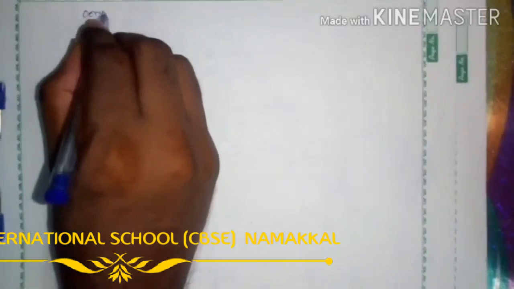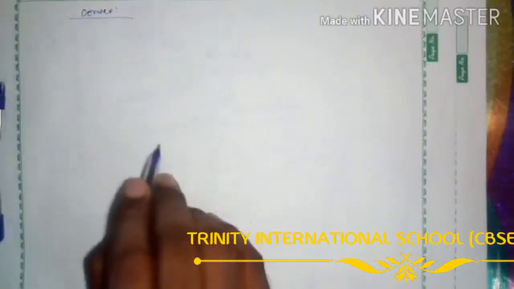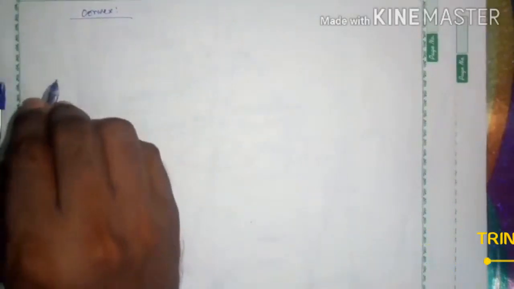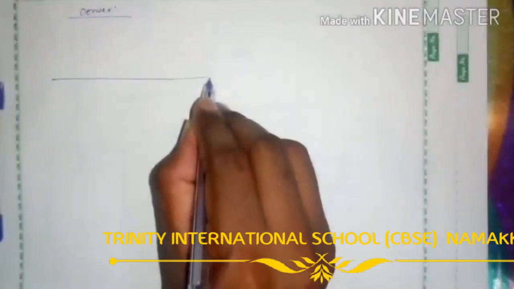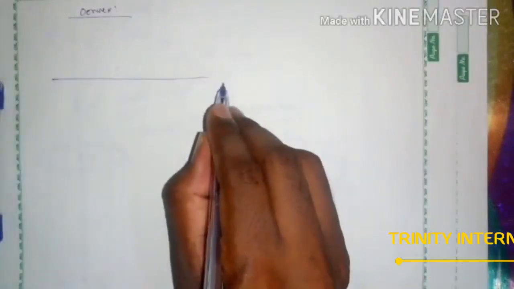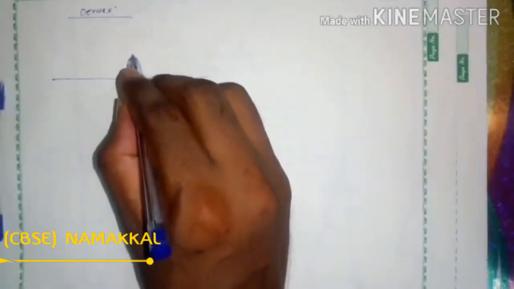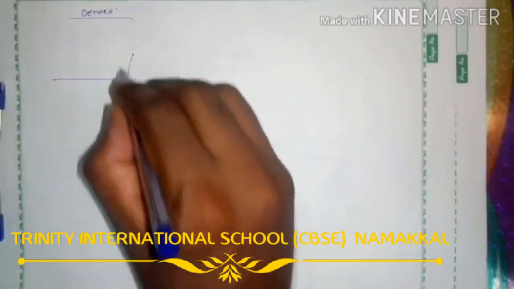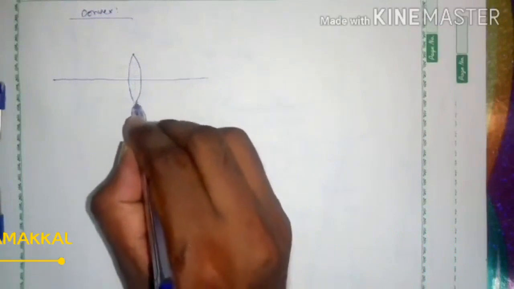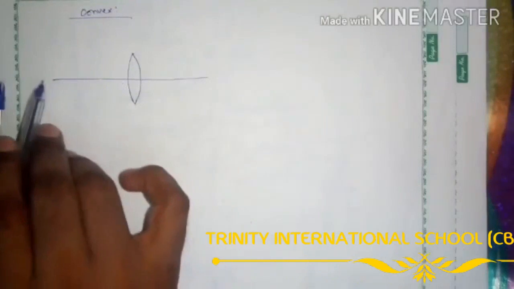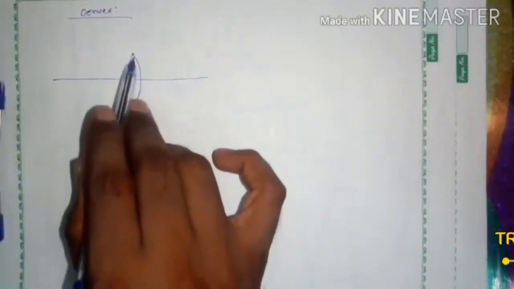Here I am going to tell how to draw the ray diagrams. First, the convex lens. For either a convex or concave lens, first you have to draw the optical axis, the principal axis. Draw a straight line using a scale and pencil. After that, draw the lens. This is a convex lens. You may use any curved object, or a compass also. The optical axis will go exactly through the middle of the lens.